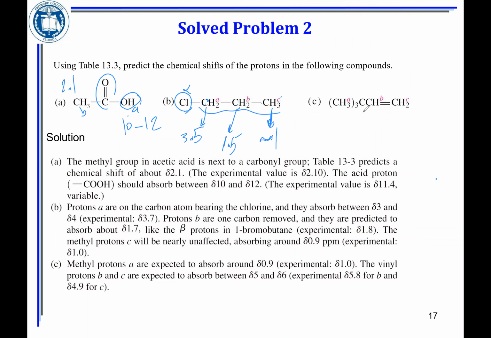For C, we have a CH3 that is attached to another carbon. So this is around 1, between 0.9 and 1, okay, around 1. And then you have a CH that is a vinylic CH. If you have a vinylic CH, it's going to be between 5 and 6, right? So we have vinylic, and it's going to be between 5 and 6.